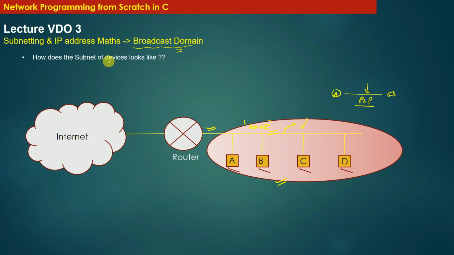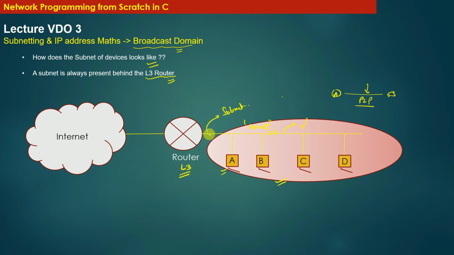So how does a subnet of devices look like? You can see that this pink colored region is actually a subnet in which 5 devices are connected. 4 devices are host machines, that is A, B, C and D, and one of the interfaces of the router is also connected to this wire. The second point says a subnet is always present behind the L3 router. The point to note here is that each interface of an L3 router actually represents a subnet.